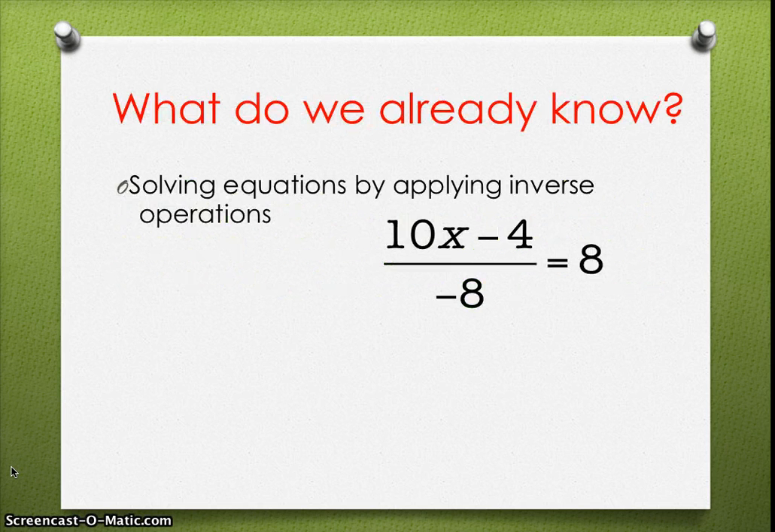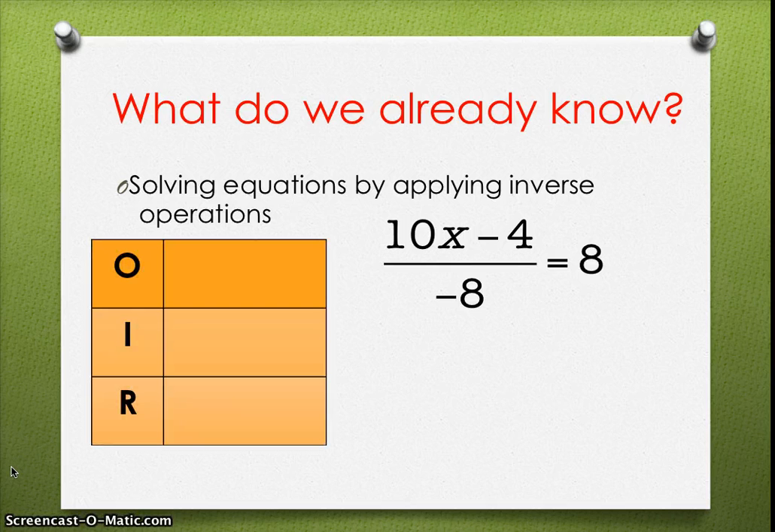So let's go ahead and review how to solve a multi-step equation using inverse operation. Now we know that our method is the O.I.R method. So we start with the operation by identifying the operations that we need to apply. Then we need to identify the inverse of those operations, and then lastly apply those operations in reverse order.